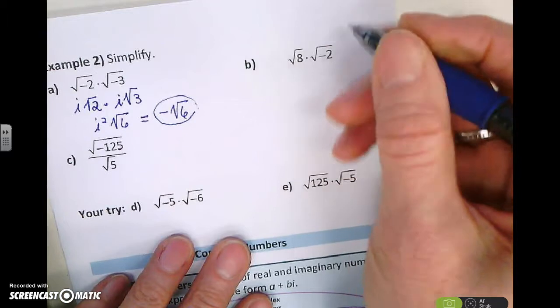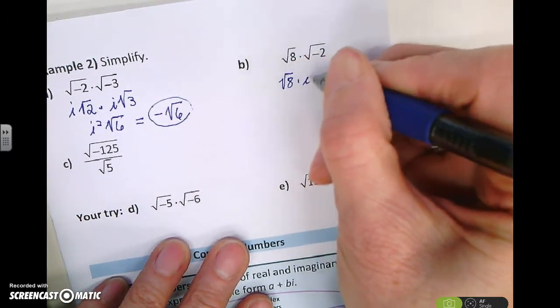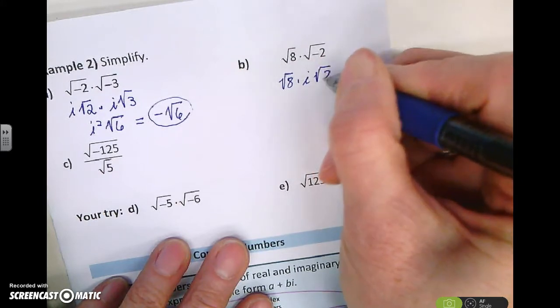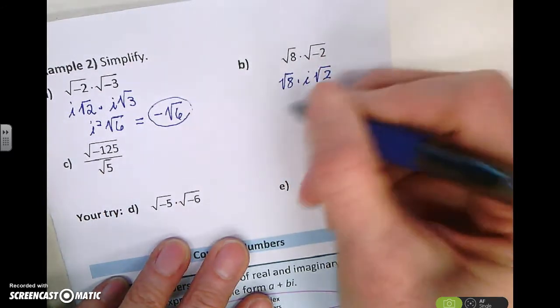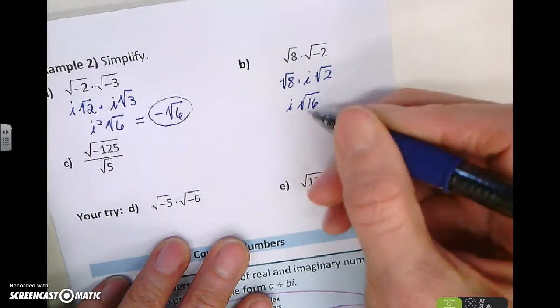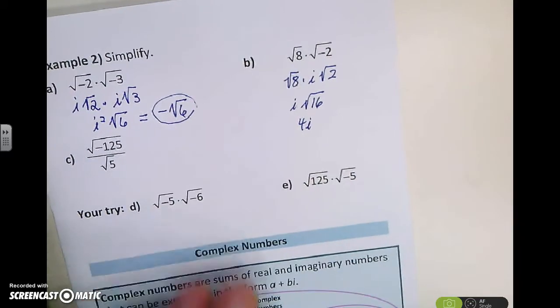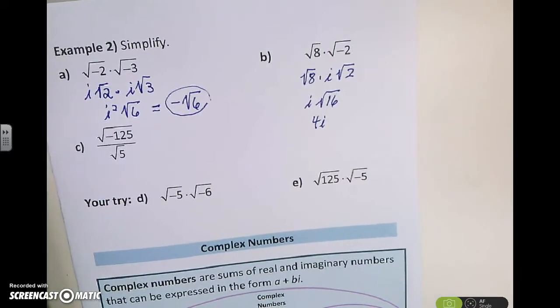Here I have the square root of 8 times the square root of -2, so I'm going to do the square root of 8 times i radical 2. So when I multiply these, I get an i radical 16, and radical 16 is 4, so that's 4i. So you try D and E.